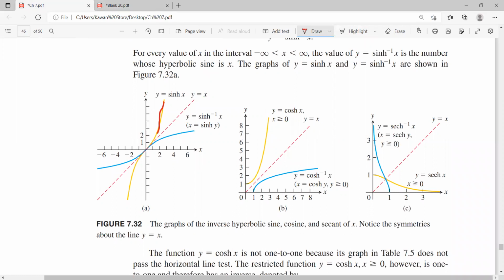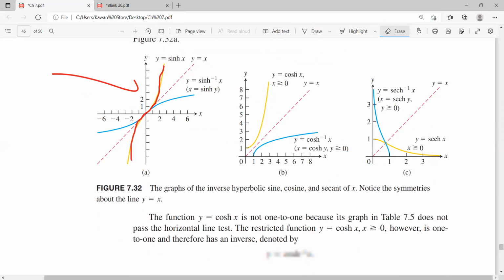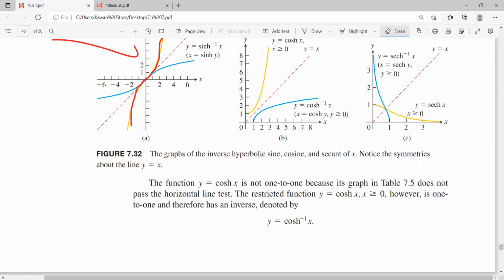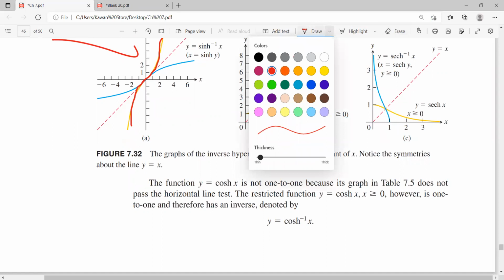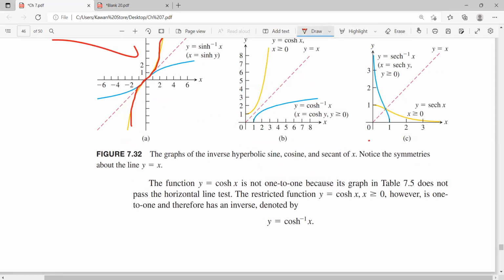Sinh is like that, so we don't need to cut it, right? But cosh was like that, do you remember? So we need to cut it. Understood? The same thing is true for tan and tanh. Here's the graph of sech, which is not one-to-one. Am I right? So we are going to cut them, to restrict them.